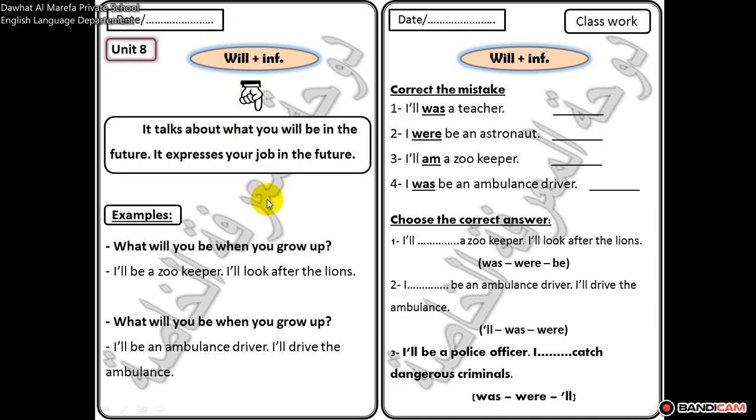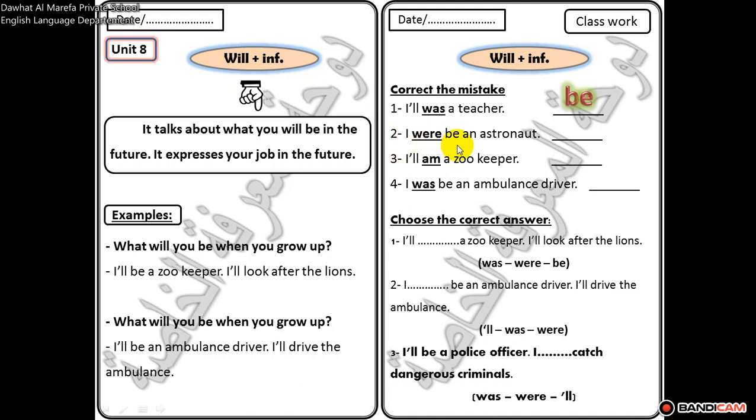Here, open this page in your booklets. You can see it in Unit 8. This is will plus infinitive. This part is for explanation, and we did it. Now let's correct the mistakes. You read the sentence and correct the mistake. I'll was a teacher. How can we use was after will? No. I'll be.